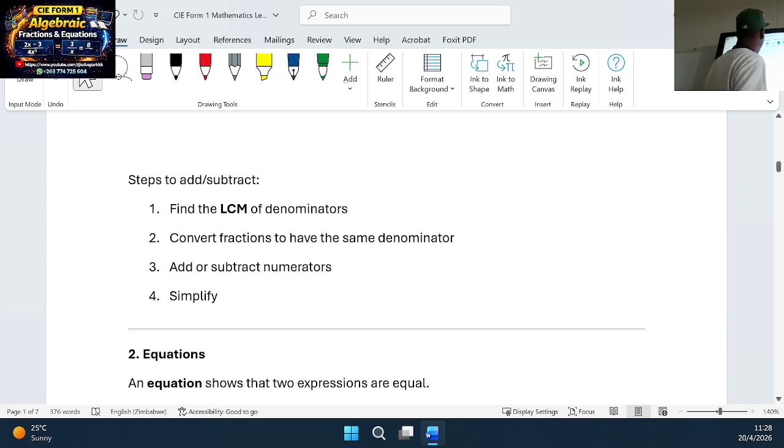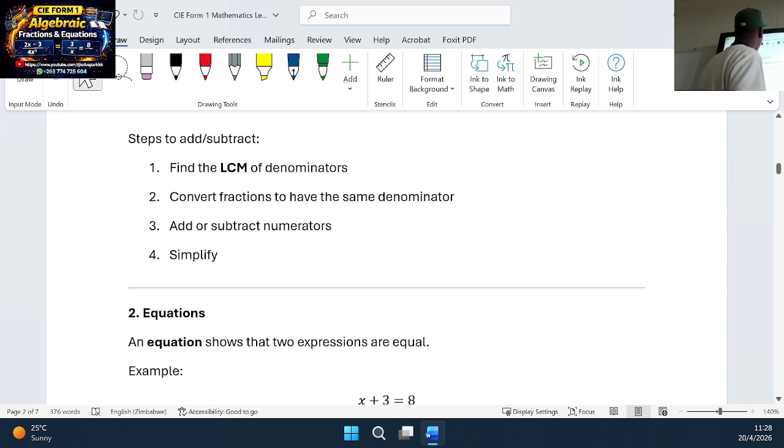Moving on, these are the steps that we follow if we want to add or subtract algebraic fractions. First, we want to find the LCM of the denominators. So we convert fractions to have the same denominator, then we add or subtract the numerators. Then we do the simplification.